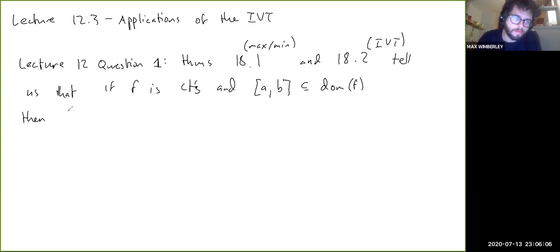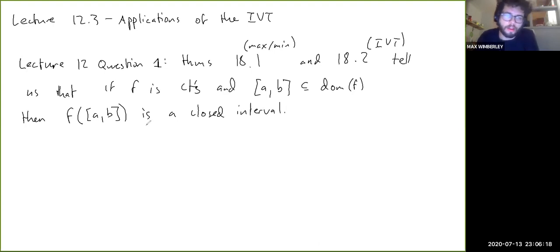then f applied to AB is a closed interval, right? This is because the intermediate value theorem tells us that the image of AB is going to be an interval of some sort, right? And then theorem 18.1 about maxima and minima tells us that it specifically has to be a closed interval, okay?